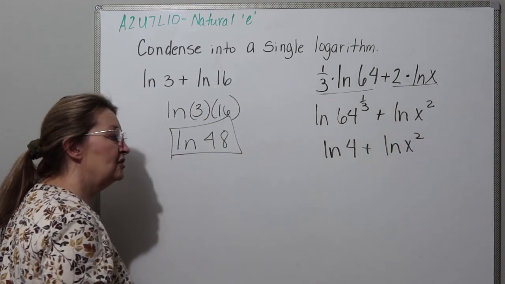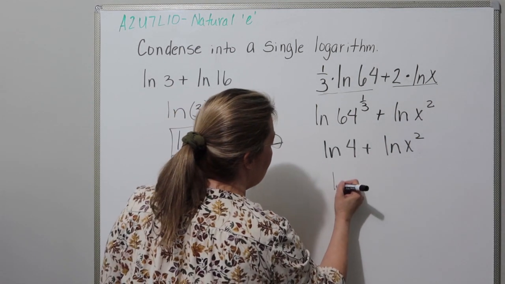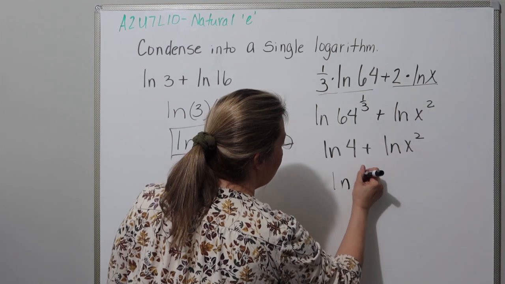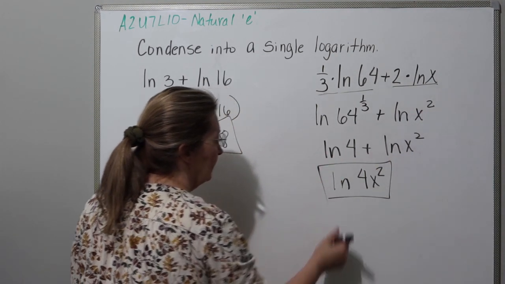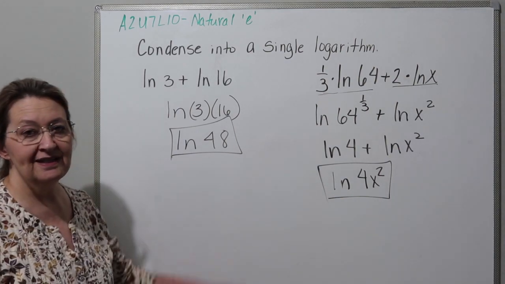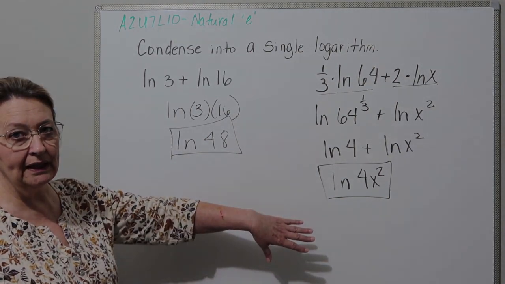Then we're back to using our product property again. Since we have a sum, this is going to be ln of 4 times x squared. And that's all you have to do to condense. It's the same thing, it's just that instead of log, you have ln.